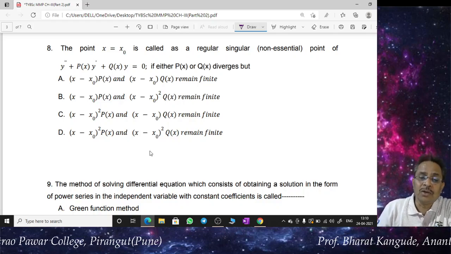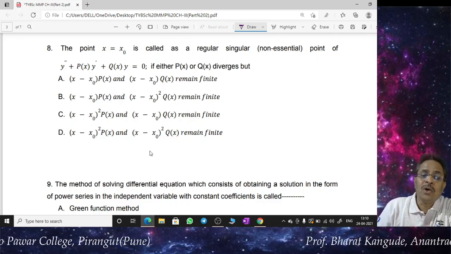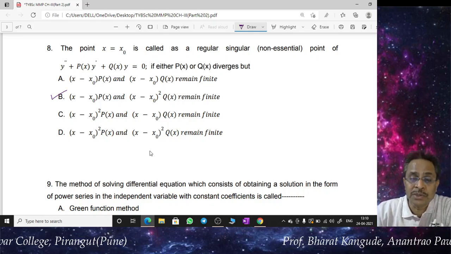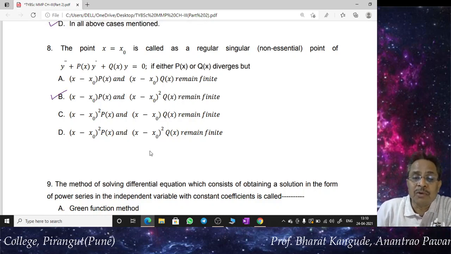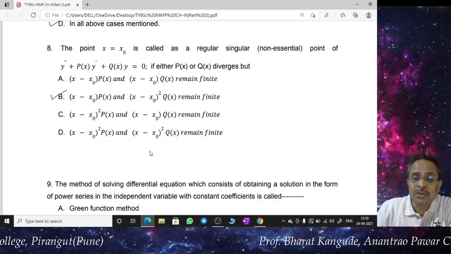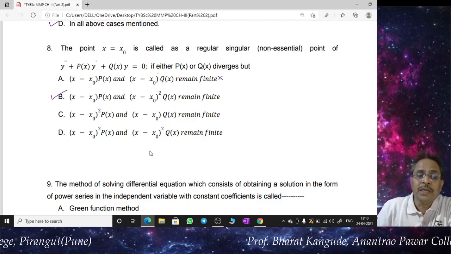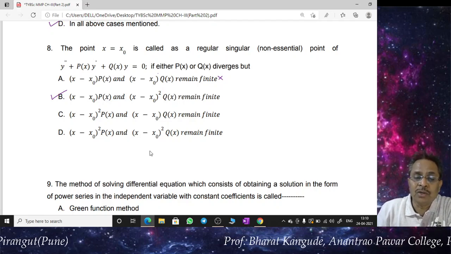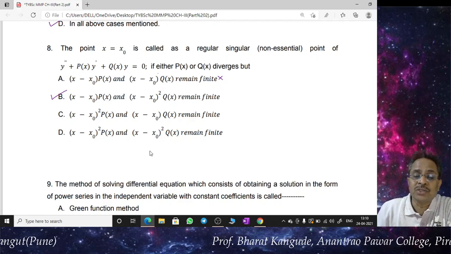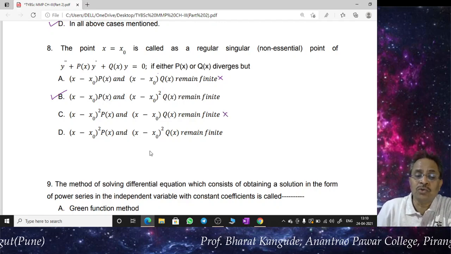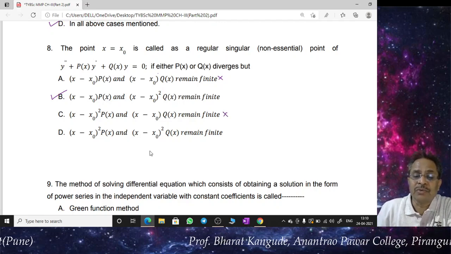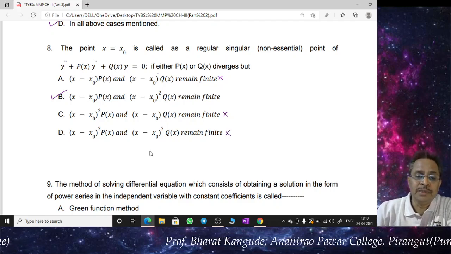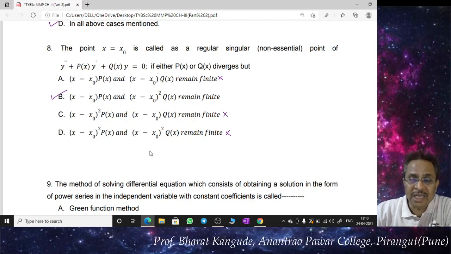So from our earlier knowledge of the regular singular point, option B is the actual correct option here. In the first case, this power is required there, but it is not there, so this is not correct. In option C, I require x minus x0 to the power 1 into p of x and x minus x0 square into q of x, so this is also not true. And in option D, in both cases square is there, so this is also not true. So the correct answer of question number 8 is B. This is the condition for a regular singular point.